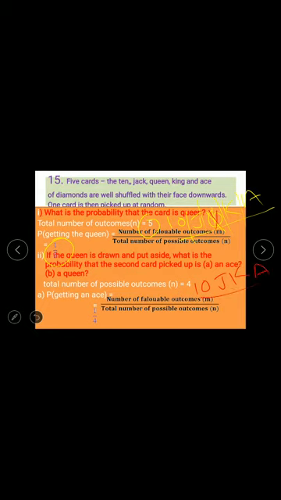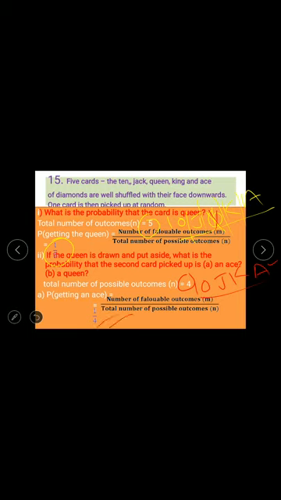From these 4 cards, what is the probability of getting an ace? How many are there? 1. The total will be only 4. So the probability is 1 by 4.